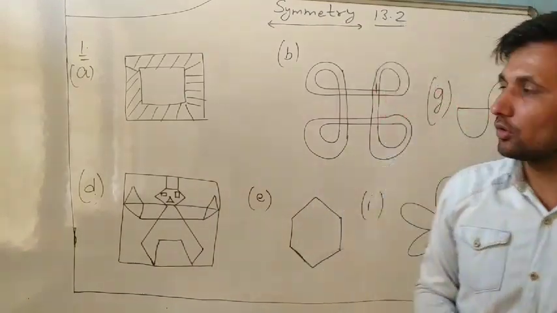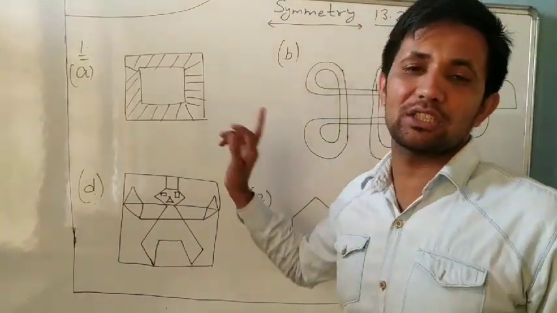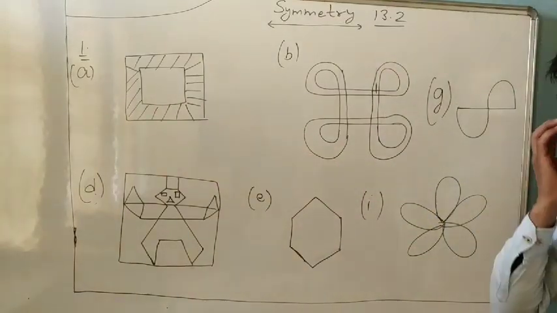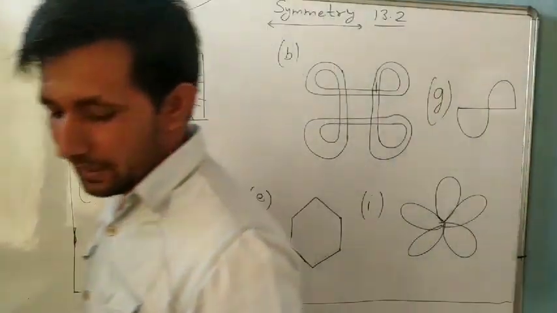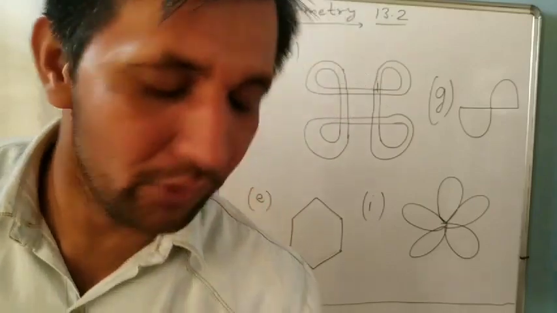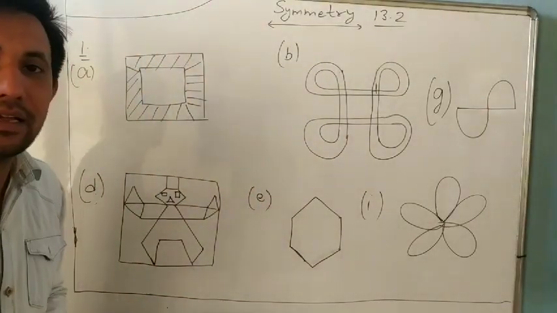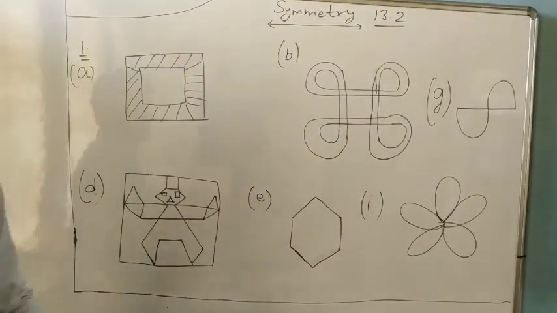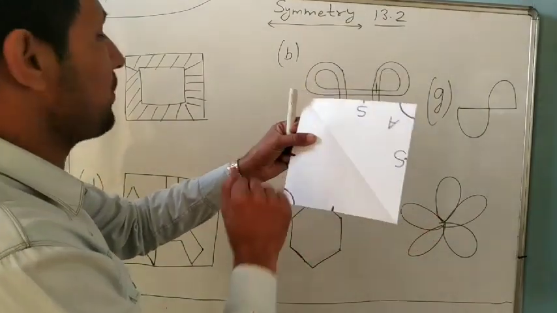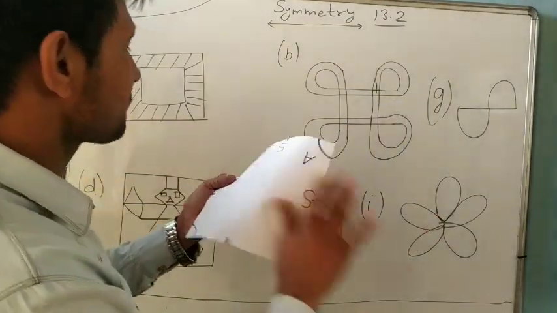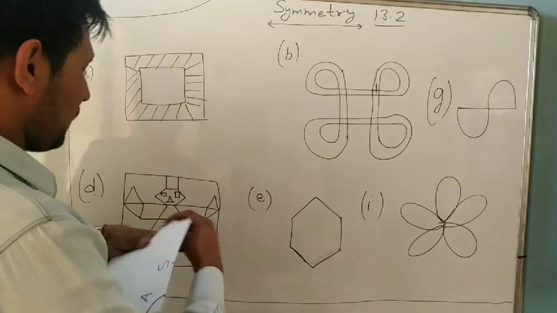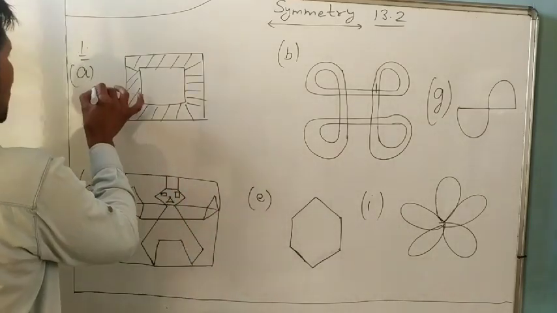Okay. So now 13.2, first question. There are different parts of the first question. First, A part. We have to draw a figure. It is like a square. Yes, it is a square also. Now we will observe how many lines of symmetry. First we will check it.